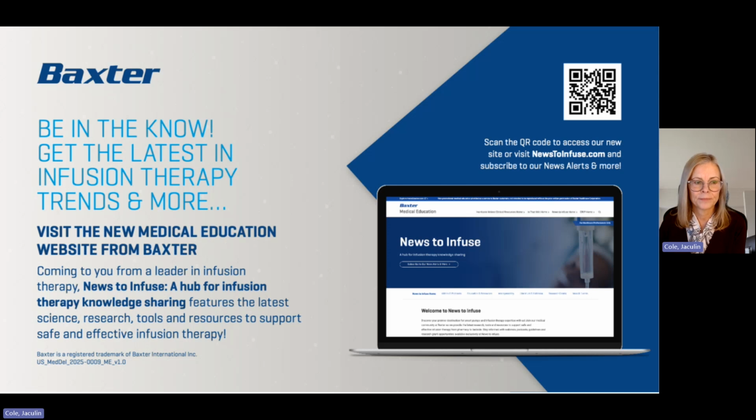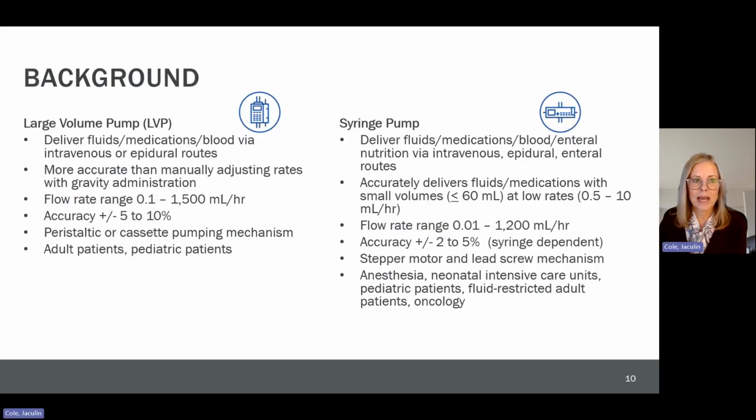So let's begin by comparing large volume pumps with syringe pumps. So large volume pumps, as you likely know, deliver fluids, medications, and or blood via intravenous or epidural routes. And they're more accurate than manually adjusting rates when giving pure gravity administration. And flow rate ranges from 0.1 to 1,500 milliliters per hour.